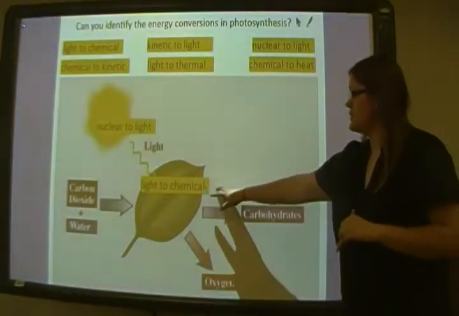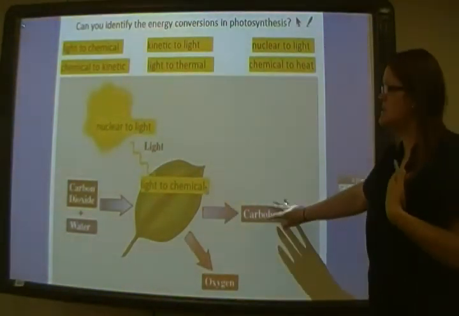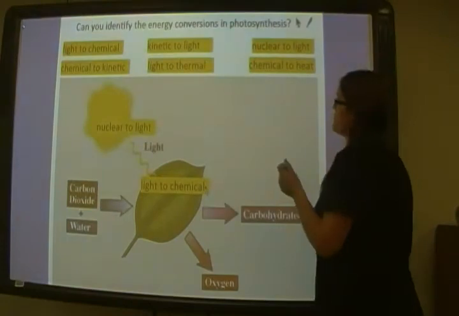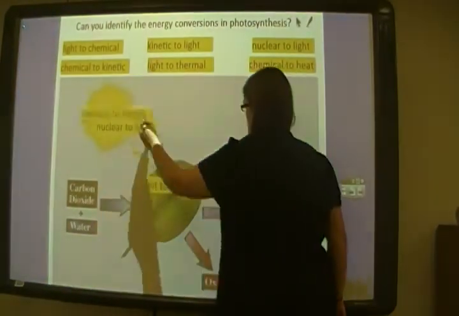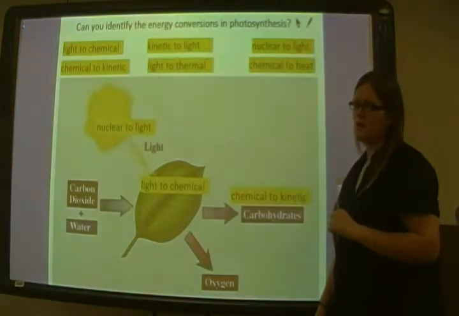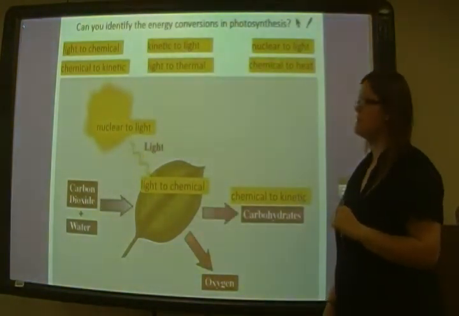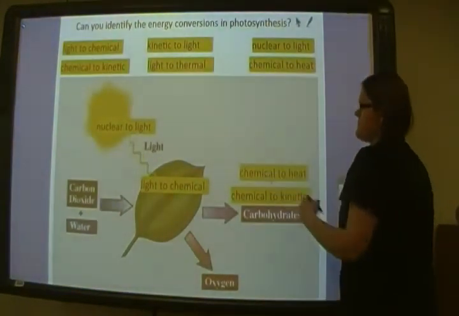That chemical potential energy is stored in carbohydrates, and when organisms like us eat them, it goes from chemical energy to kinetic energy to power our bodies, but then also much of the energy that we consume from our food is actually converted to heat, so it would be chemical to heat.